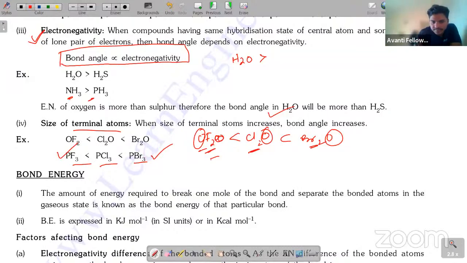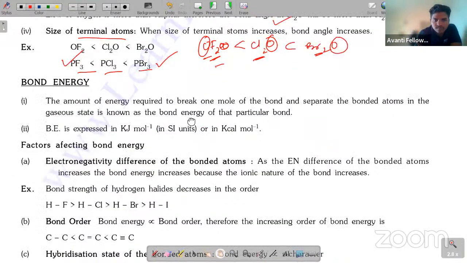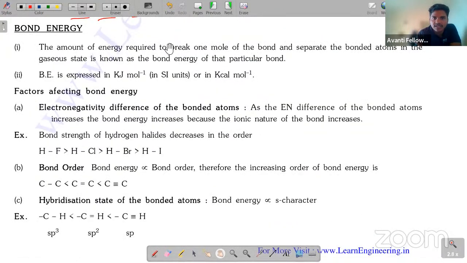Okay, now next. Bond energy. If you can see, the bond energy depends upon the electronegativity difference. If the electronegativity difference is higher, the bond behaves as ionic in nature. So we can also say that if the electronegativity difference is more, then the ionic nature is more. Okay, ionic nature is more.